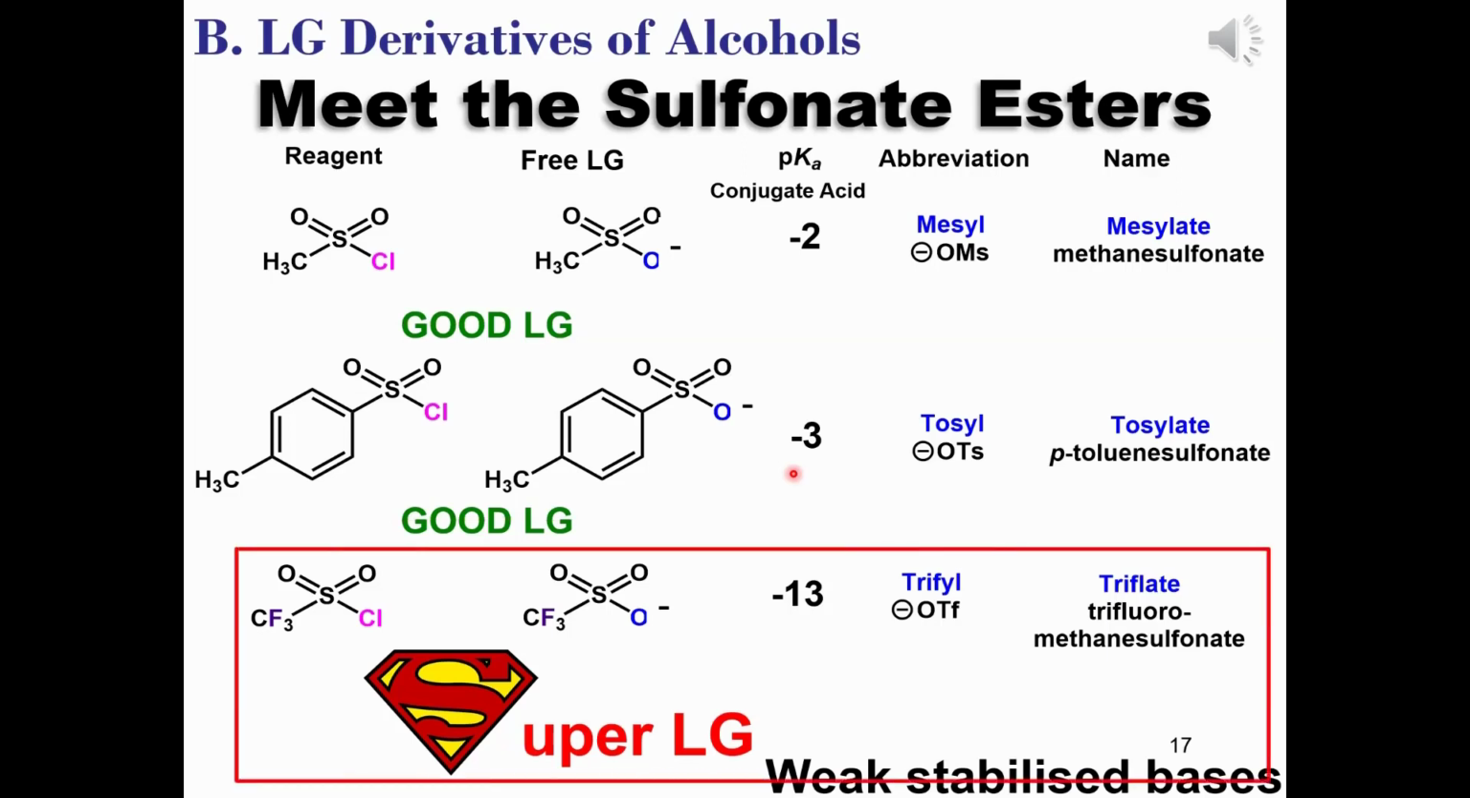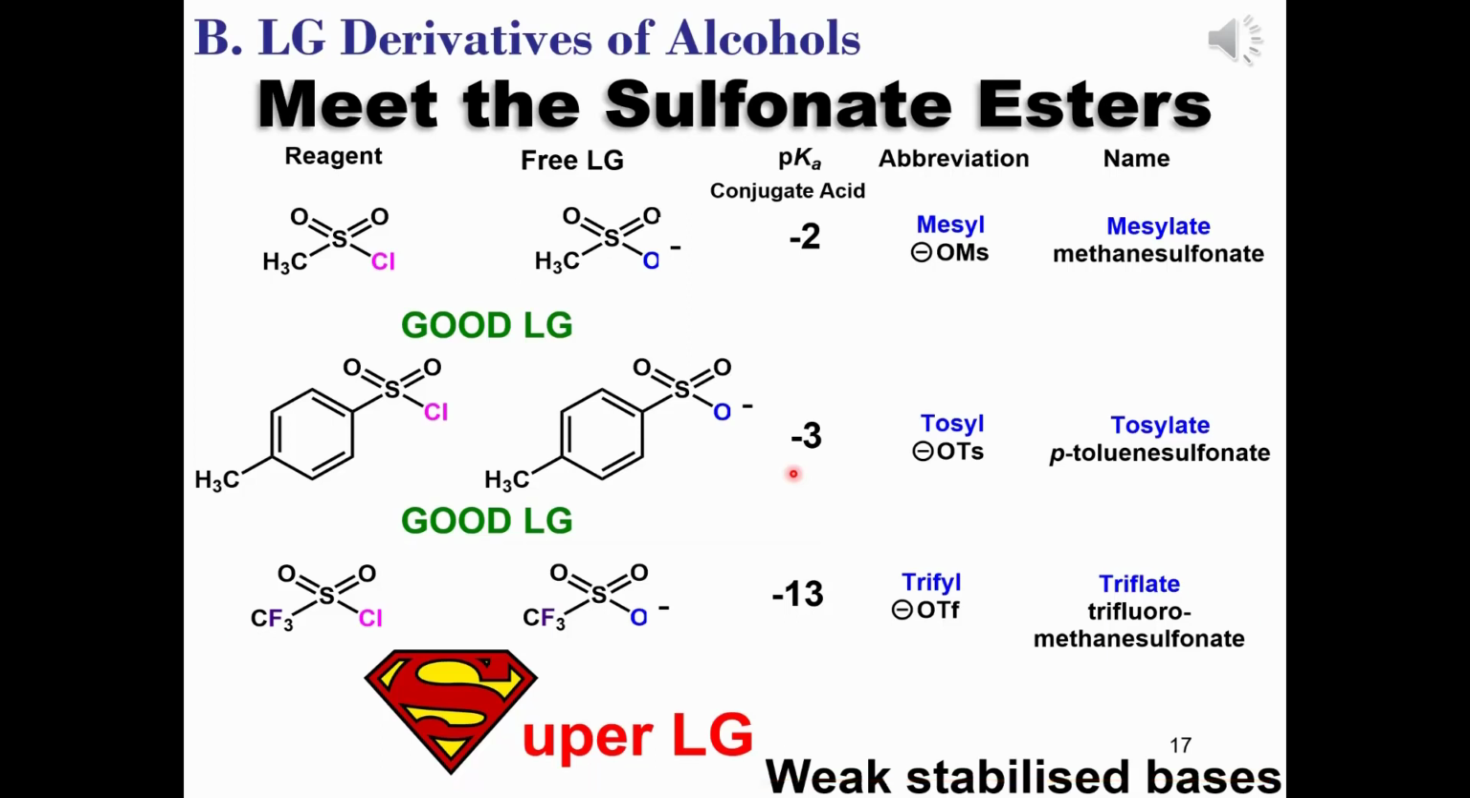Now the last group is a super leaving group. These are known as triflates. Now whilst it might seem like a good idea to use this one, this leaving group is apt to leave of its own accord, so for certain substrates this could be an issue, especially if rearrangements are a possibility.